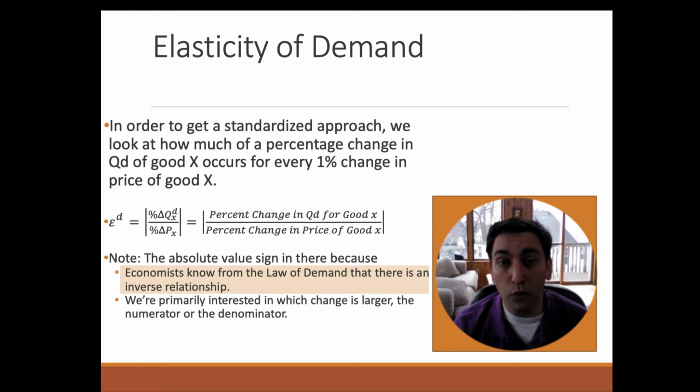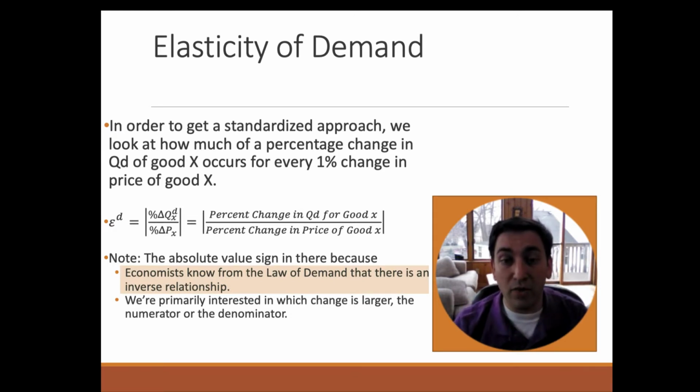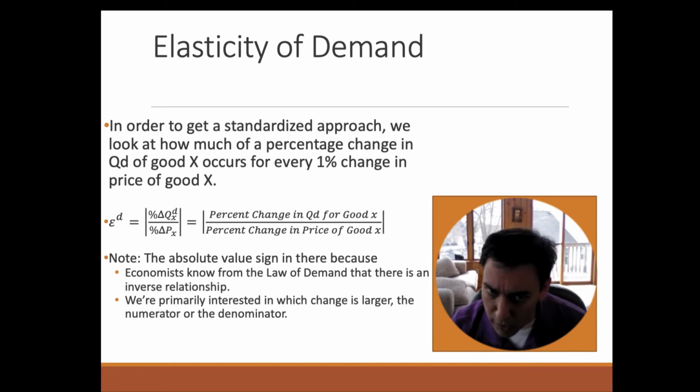Well, we know from the law of demand, every time I raise the price, you're going to buy less of it. And every time I lower the price, you're going to buy more of it. So we're not going to use the sign at all because we know the law of demand says these are negatively and inversely related. It's sort of condescending for me to say, hey, I'm raising the price. You realize you're going to buy less of it, right? So we don't talk like that. We just drop the absolute value.